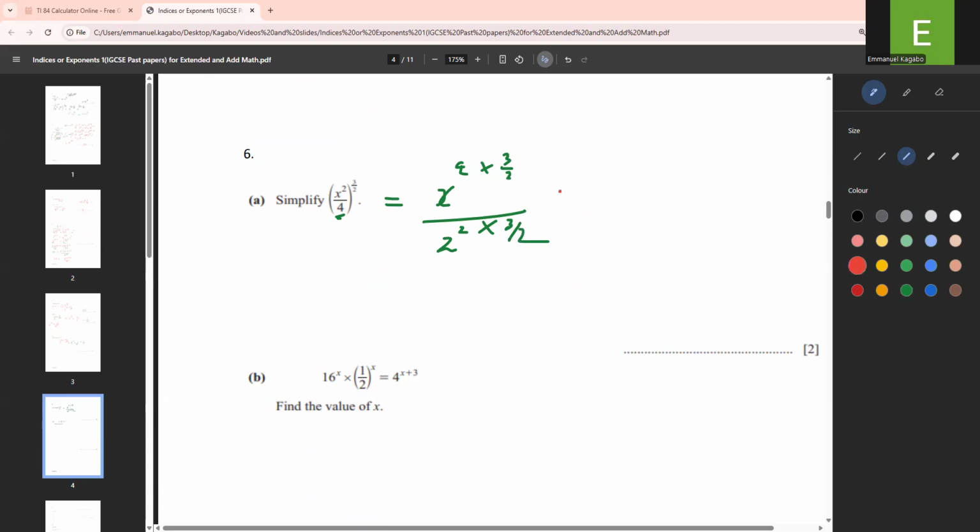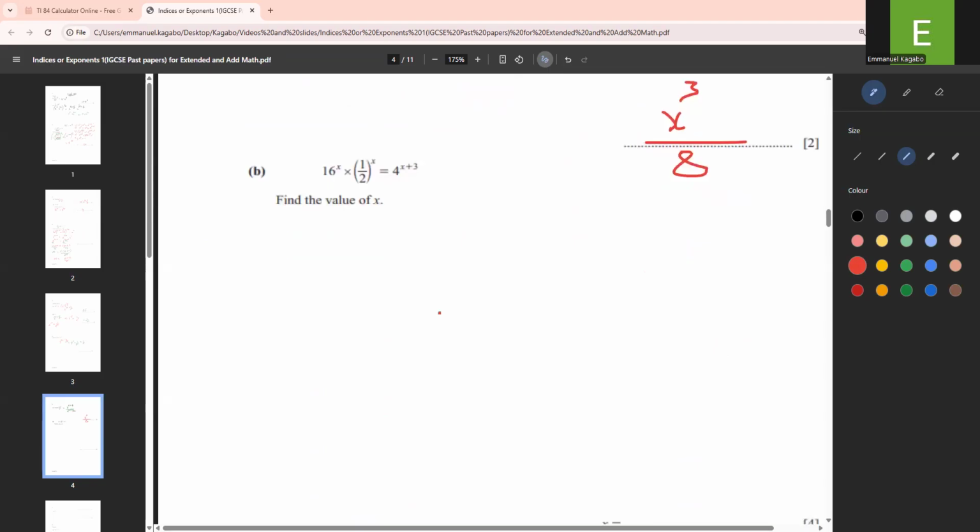Okay, now the next thing is simplifying. This one simplifies with that. Then I'll get x power 3 over, this simplifies with that. Then I get 2 power 3. 2 power 3 is 8. Okay, good. Very good question.